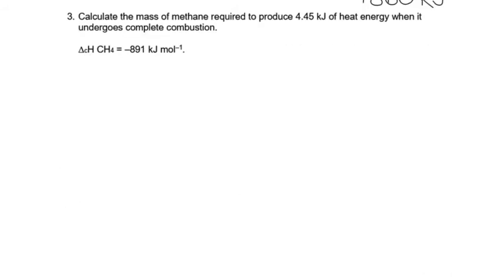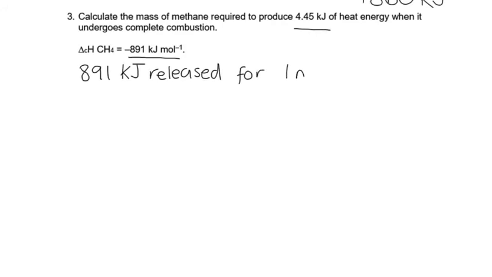Our next example says calculate the mass of methane that we would need to produce 4.45 kilojoules of heat when it undergoes complete combustion, and we've been told that it gives off 891 kilojoules released for 1 mole. That's what the number tells us. So we need to work out how many moles we would need to produce 4.45 kilojoules. Is 4.45 kilojoules bigger or smaller than 891? It's an awful lot smaller, so we've got an awful lot less than 1 mole.